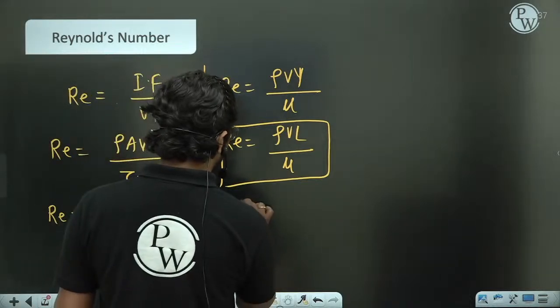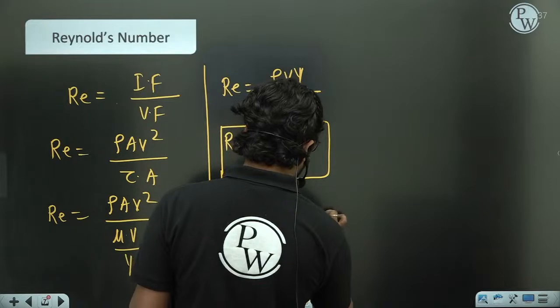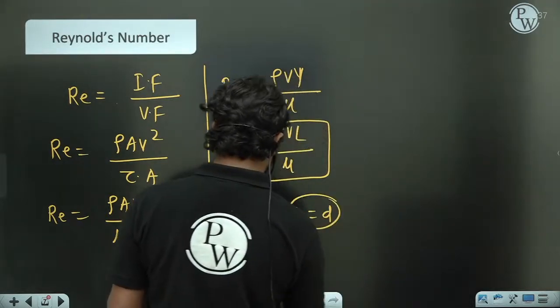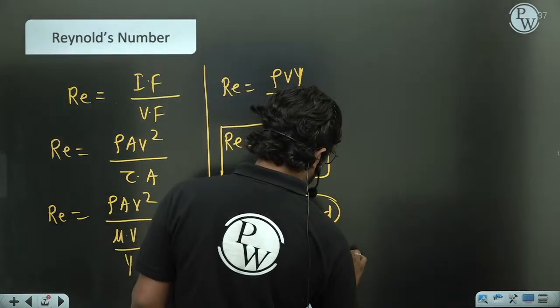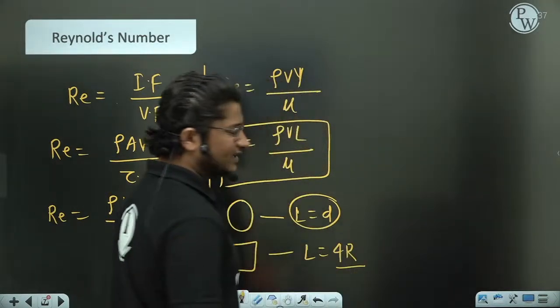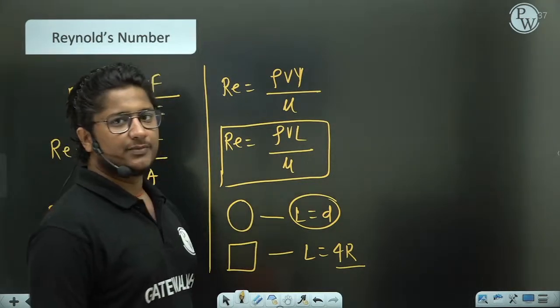That is for the circular section. For the circular section, L is equal to D. And for a non-circular section, L will be equal to 4R. R you already know, area by perimeter. So this part you need to remember always.